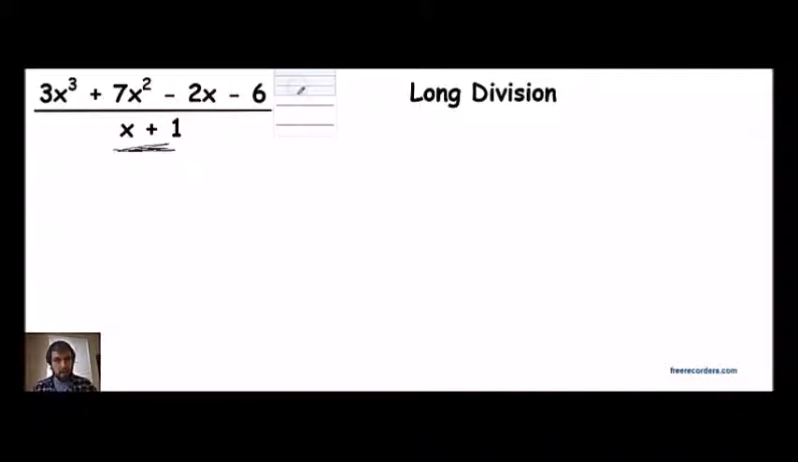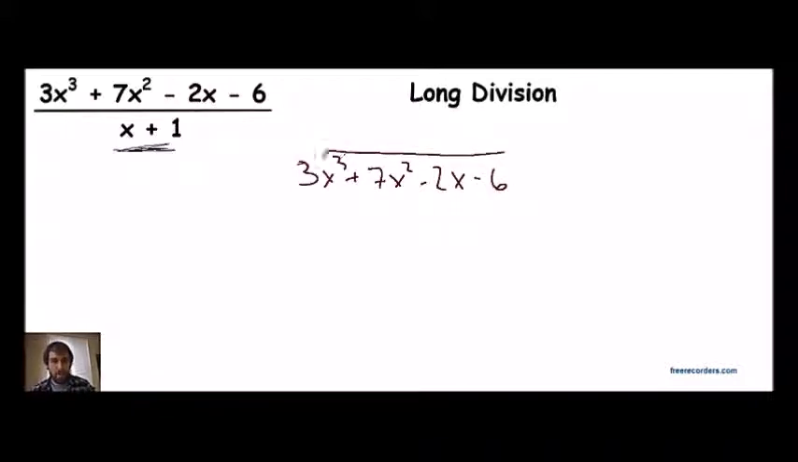So here we're going to take a look at long division. It's very, very similar actually to what you've probably done way back when you're just doing long division of numbers. So let's say we've got our 3x cubed plus the 7x squared minus 2x minus 6. And we want to divide it. So long division is even going to look like the old school long division used to look with numbers.